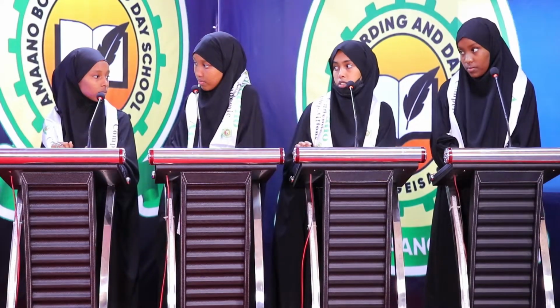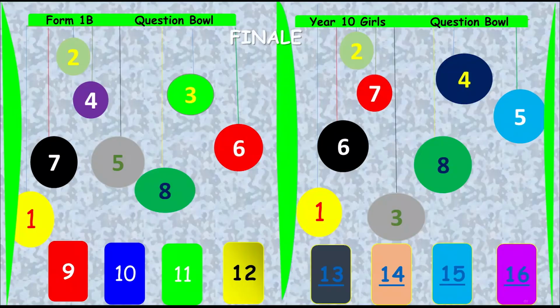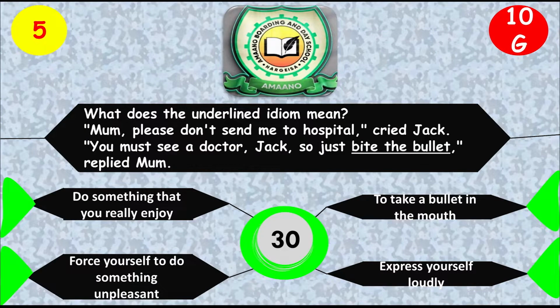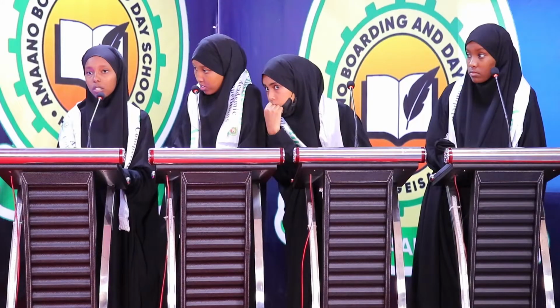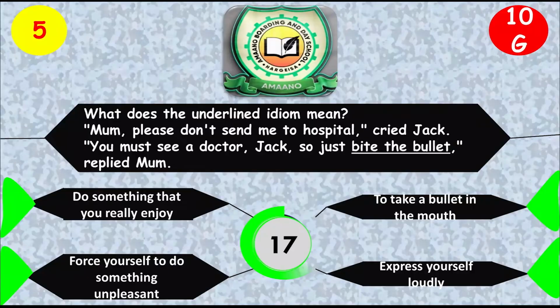Year 10. Number 5. This is an English question. What does the underlined idiom mean? Mom, please don't send me to a hospital, cried Jack. You must see a doctor, Jack. So just bite the bullet, replied Mom. A. Force yourself to do something unpleasant. C. Force yourself to do something unpleasant. That's correct.